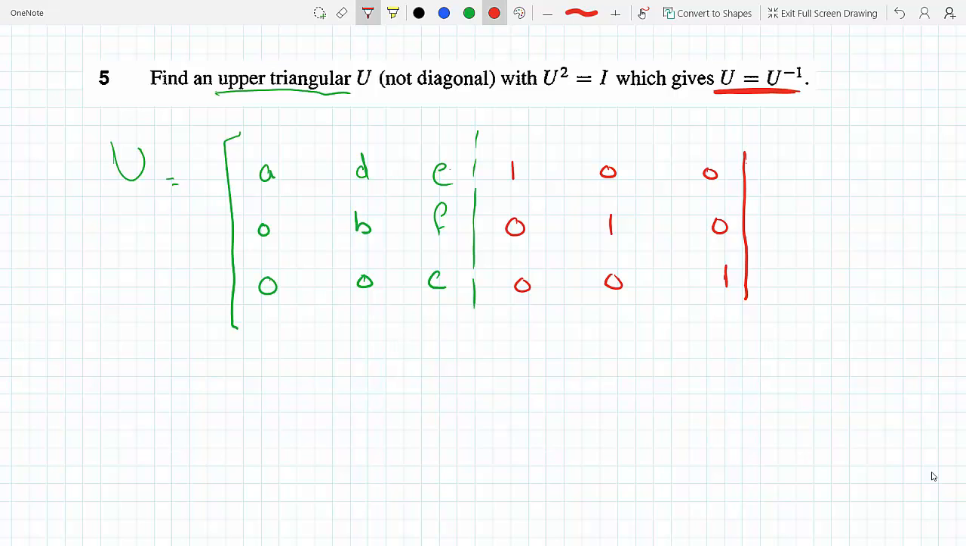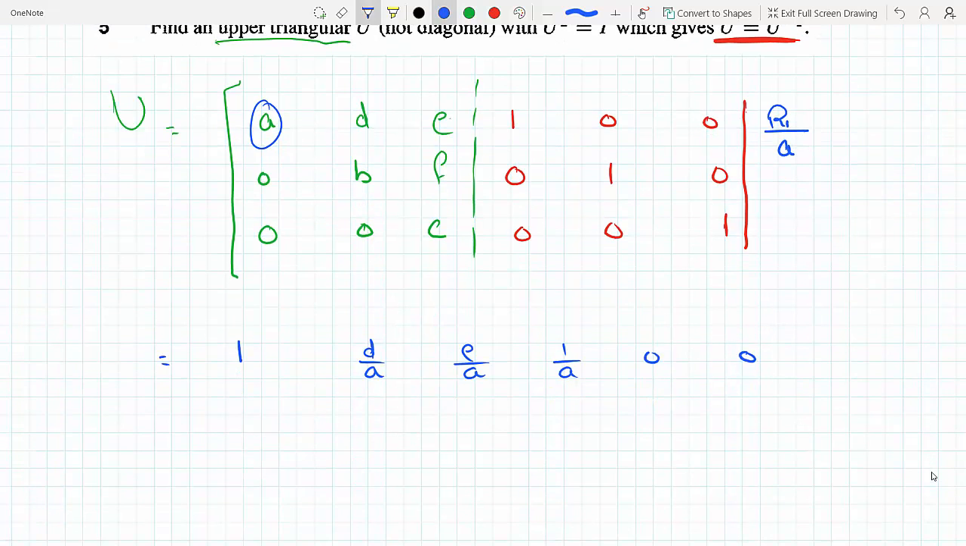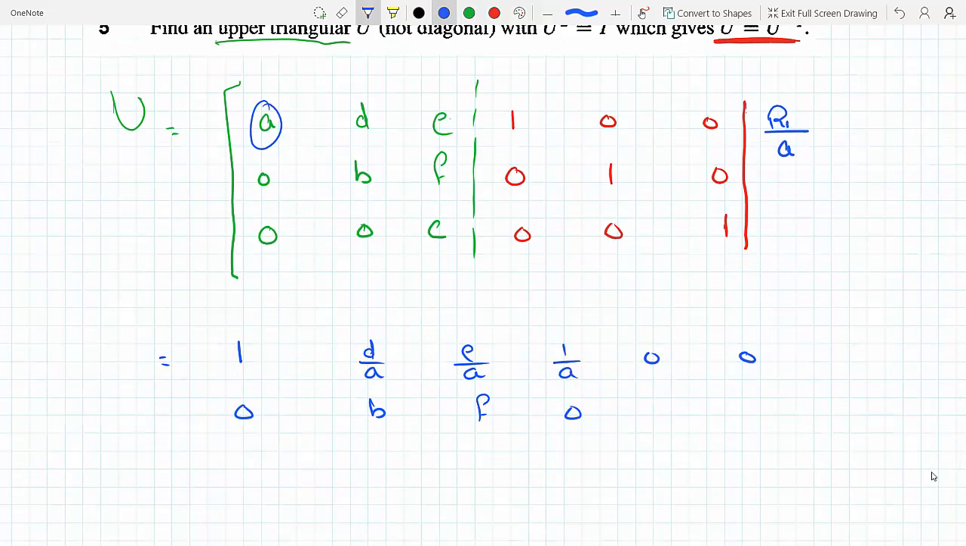So let's get started. The first step is I need this to be a 1, not an A, because you start on the first column and go down the column to make it identical to the first column in the identity matrix. So I need to take row number 1 and divide it by A, or multiply it by 1 over A. That turns this into a 1. This becomes D over A, this becomes E over A, 1 over A, 0, 0. On the rest, nothing changes, of course. So 0, B, F, 0, 1, 0.